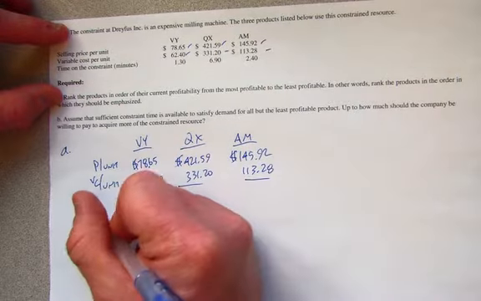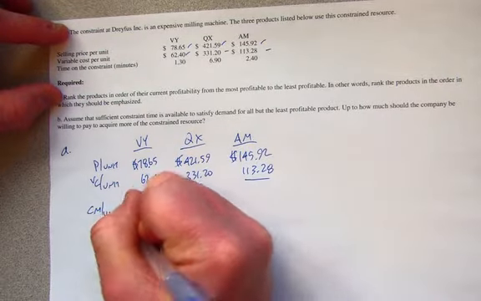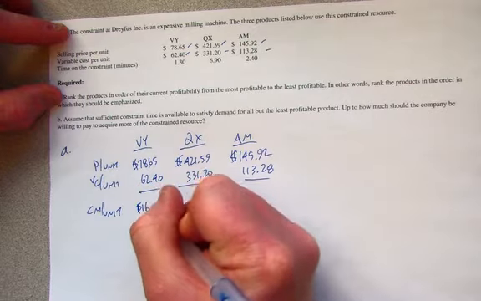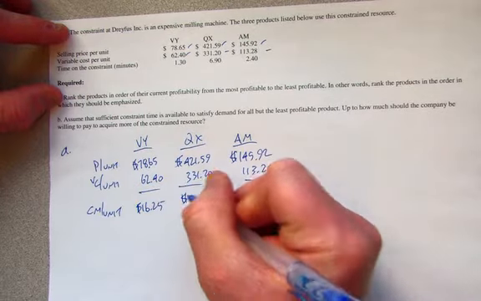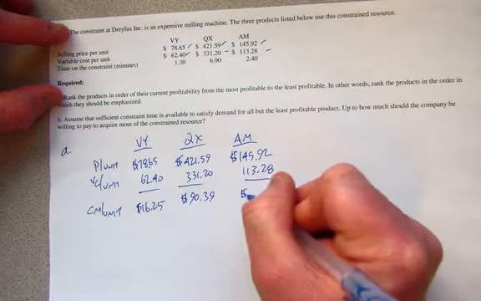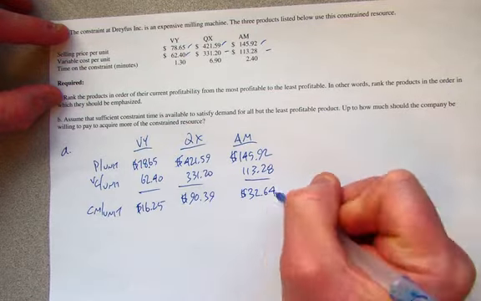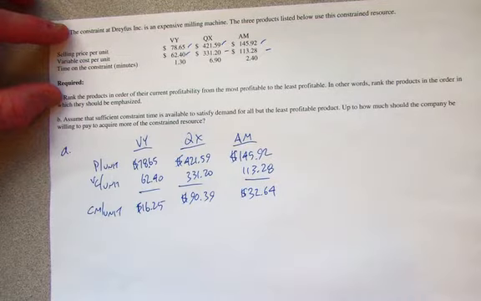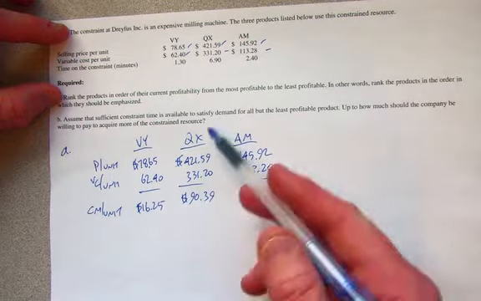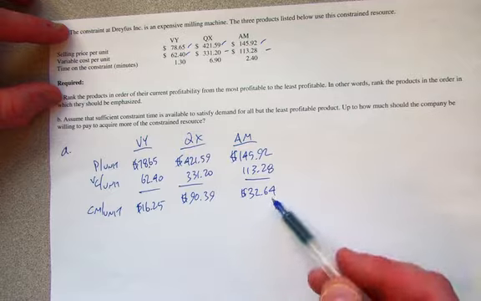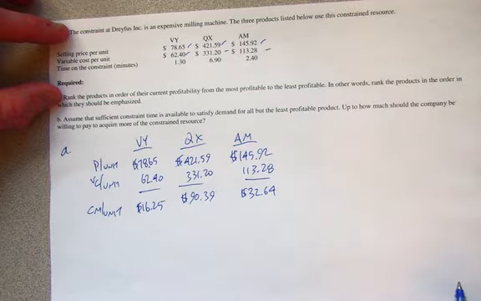Now you have to calculate the contribution margin per unit, which you can figure out here is $16.25. This is going to be $90.39. We're just subtracting here. $32.64. So initially, you might be tempted to stop here and say, well, this is clearly the best product, because look at that $90 compared to $33 or $16. However, remember, there's a constrained resource.